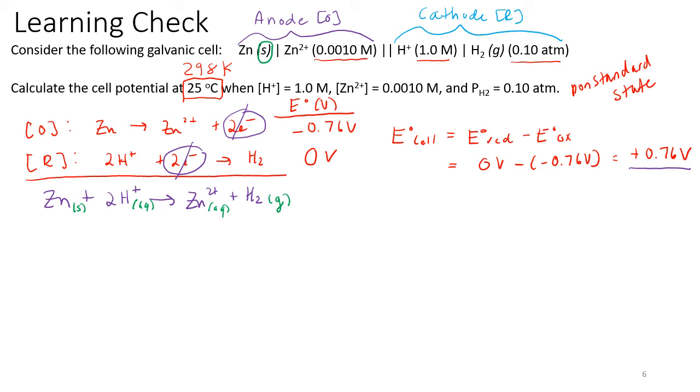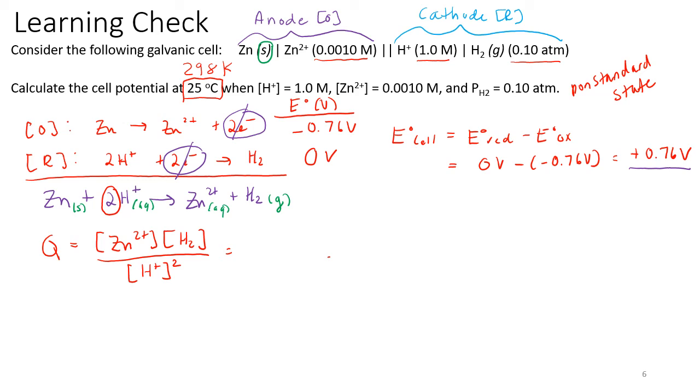So Q for this reaction is calculated just as if we would calculate the equilibrium constant. We have the products over the reactants raised to the coefficients from the balanced equation. So we're going to have the concentration of zinc times the concentration, or I should say partial pressure of hydrogen, over the concentration of our hydrogen ion. And notice the hydrogen ion has a 2 out in front of it, so we have to square that.